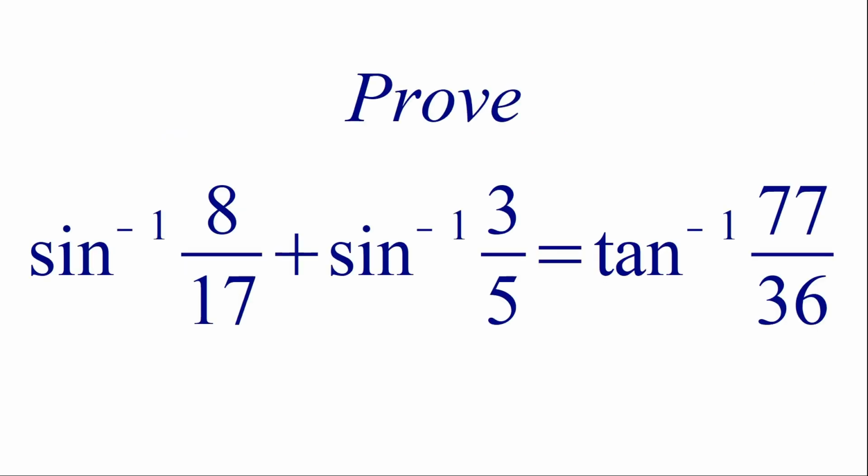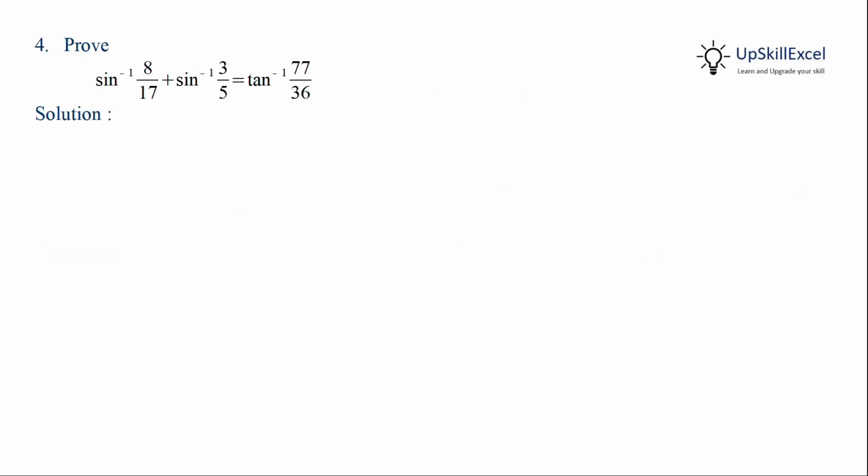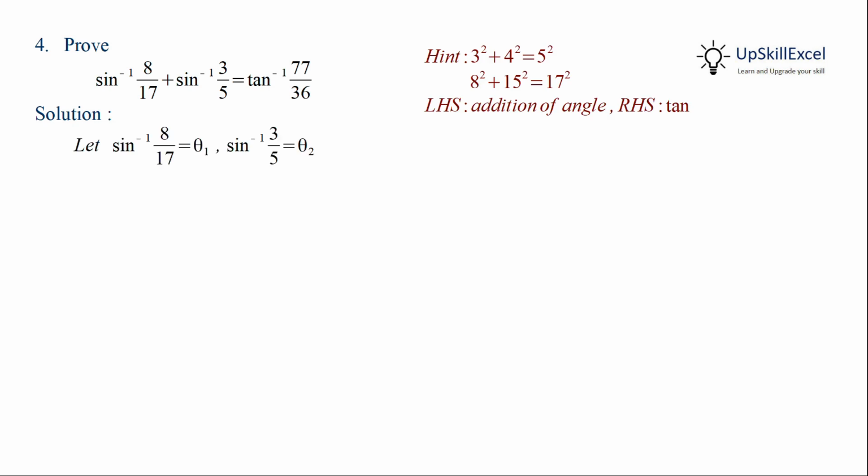Prove that sin inverse 8 by 17 plus sin inverse 3 by 5 is equal to tan inverse 77 by 36. We see here that there are two Pythagorean triplets used on the left hand side, 8 by 17 and 3 by 5. Also the left hand side is summation of two angles and the right hand side is in tan. So let's start with assuming sin inverse 8 by 17 is equal to theta 1 and sin inverse 3 by 5 is equal to theta 2.